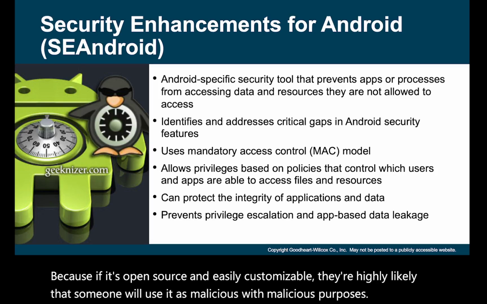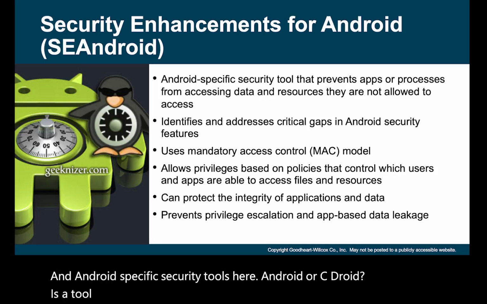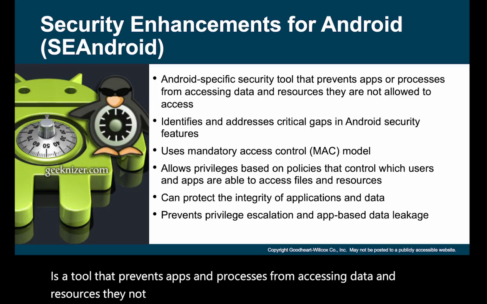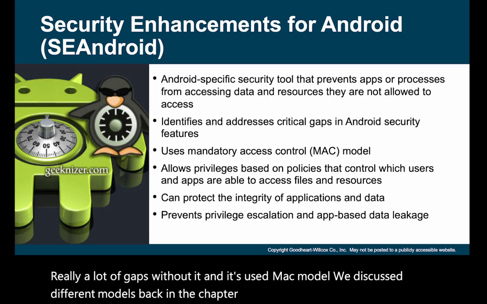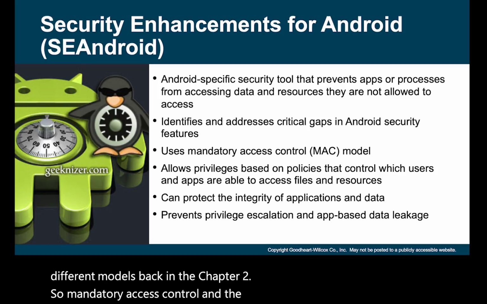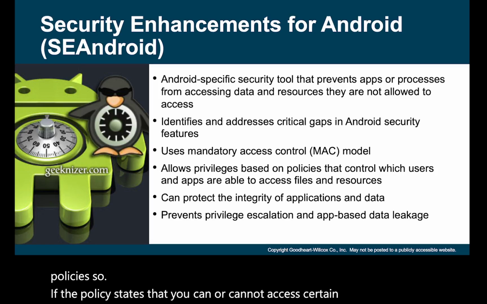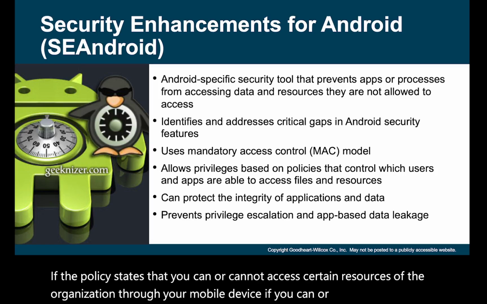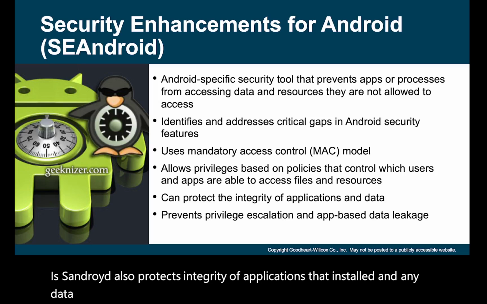And an Android-specific security tool, SEAndroid, is the tool that prevents apps and processes from accessing data and resources they're not allowed to access. It identifies and addresses all the critical gaps in Android security, which is really a lot of gaps without it. And it uses the MAC model. We discussed different models back in chapter 2. So mandatory access control, and the privileges will be based on the policies. So if the policy states that you can or cannot access certain resources of the organization through your mobile device, or if you can or cannot install certain applications on your mobile device, you will not be able to. And SEAndroid also protects the integrity of applications that are installed and any data in the device itself.